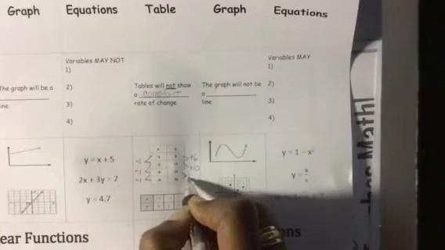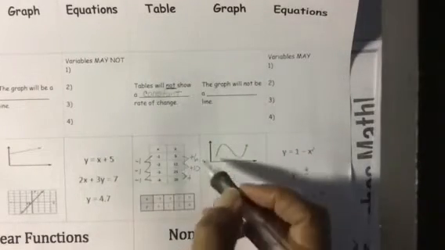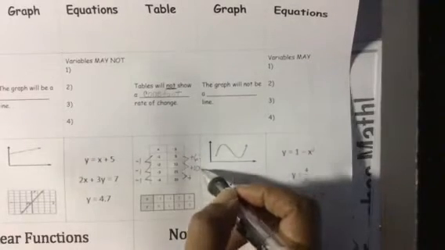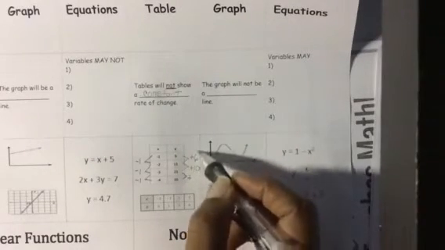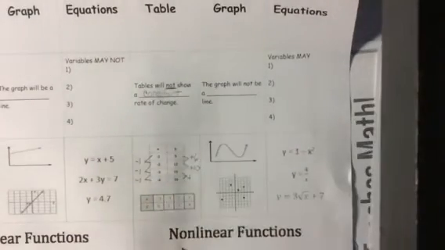And as I can see, there's my 6, there's my 10. This is not a constant rate of change. It does not show a constant rate of change. Therefore, it is nonlinear.